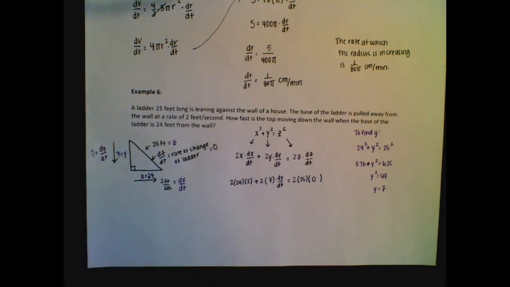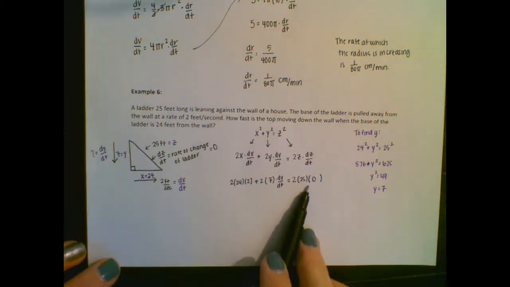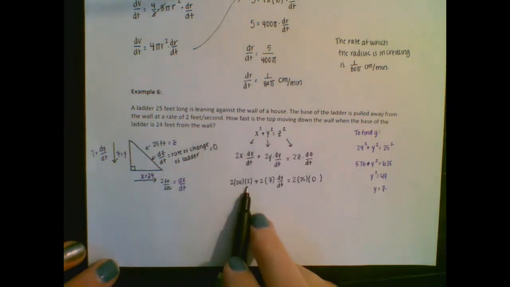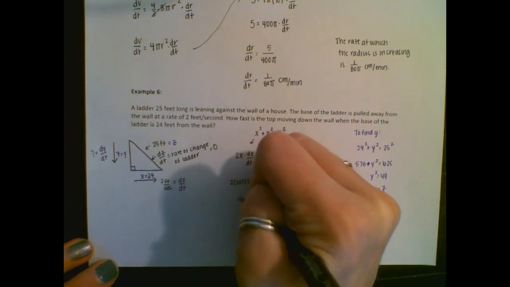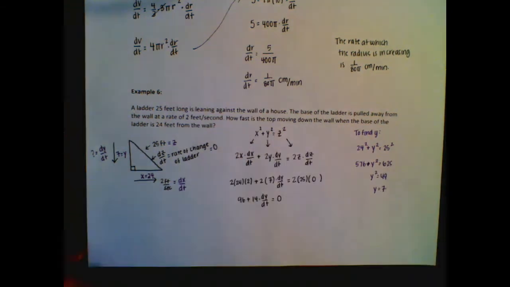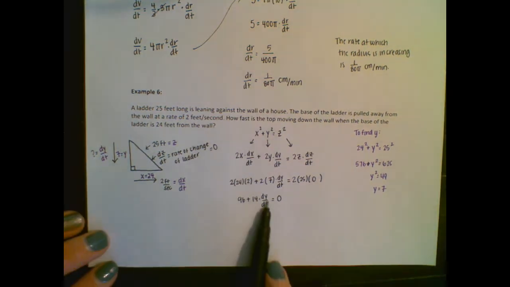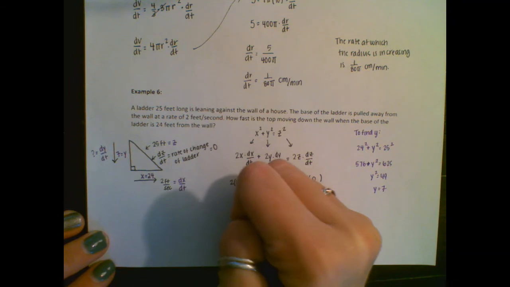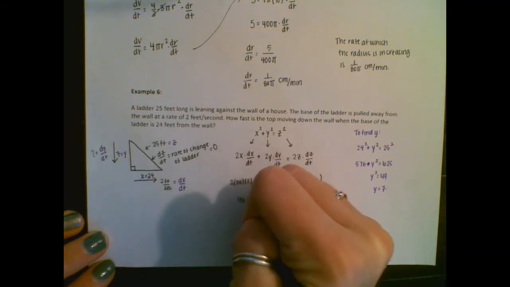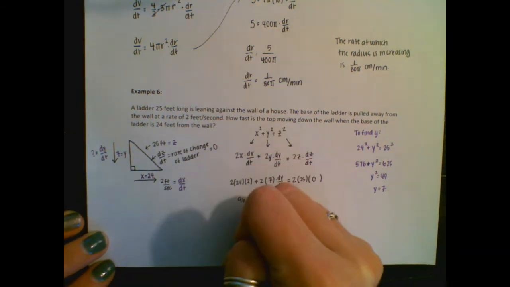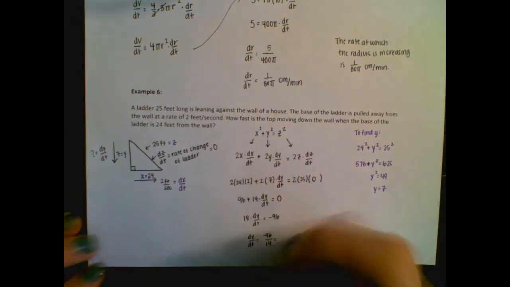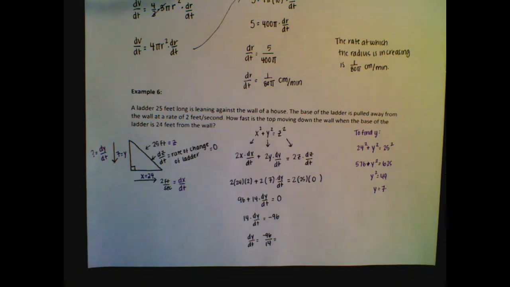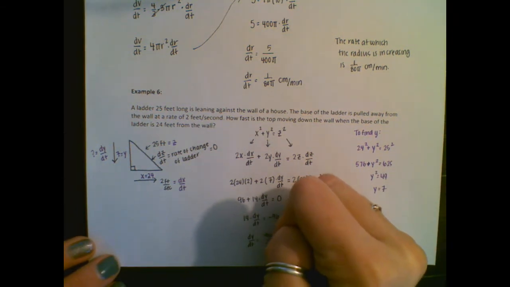And then what we can do from here is simplify what we have across the board here. So 2 times 24 times 2 is going to give me 96 plus 14 times dy/dt. And this whole right-hand side actually just ends up being 0, which makes that pretty nice for us. And then I'm just going to solve for dy/dt here. So I'm going to move the 96 to the other side. And dy/dt is going to be negative 96 over 14, which I will simplify to be negative 48 over 7.